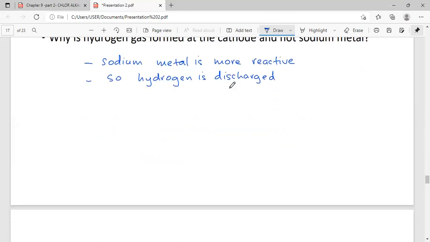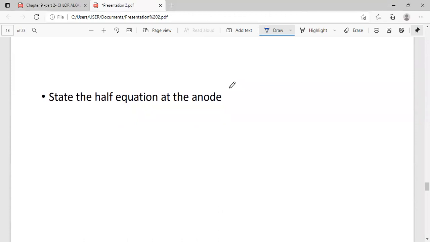Okay. All right, moving on. State the half equation at the anode. Okay, good. So at the anode, the chloride ions lose electrons to form chlorine. So chlorine is a diatomic molecule. So it is Cl2. So when you balance the equation, it would be 2Cl⁻ gives out 2 electrons, or 2 chloride ions give out 2 electrons to form chlorine gas.